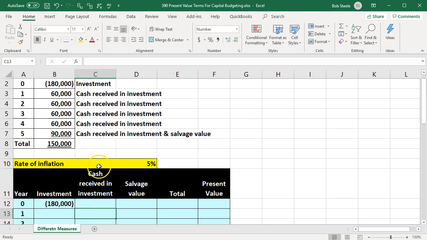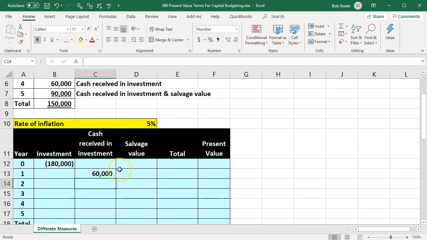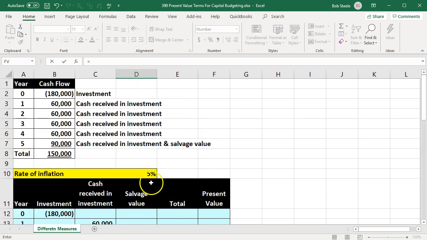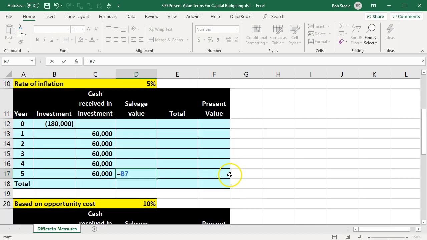In order to receive income annually, we're going to get cash inflows equal to $60,000. And then I'm just going to equal that and copy it down to year 5. The salvage value happens in year 5. So in year 5, we're going to say this equals the $90,000 minus the 60. That gives us the 30,000 salvage.